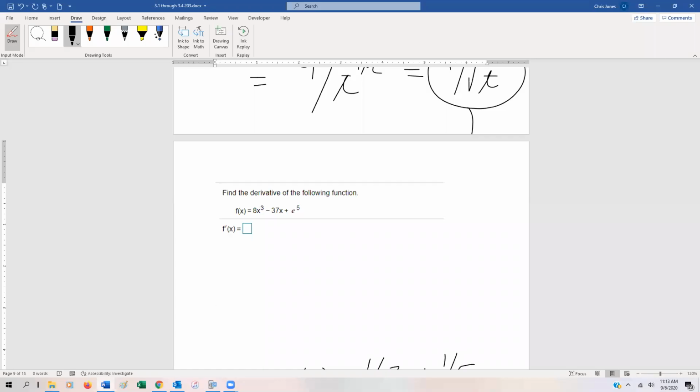A few more examples of being able to find the derivative of a function using our techniques of differentiation. So we have this 8x cubed minus 37x plus e to the fifth. All right, so what we're going to do is go back and remember some of the rules that we had.